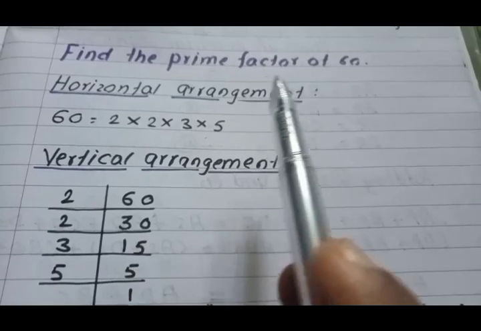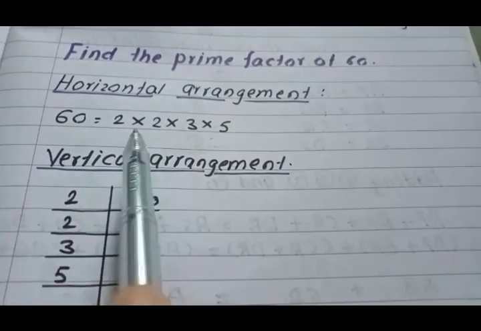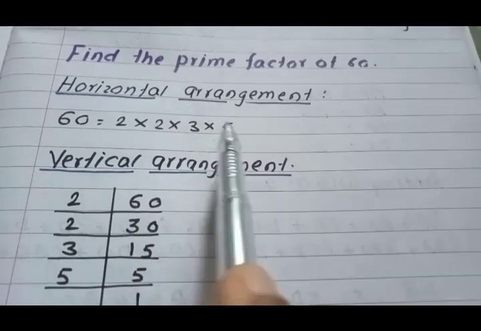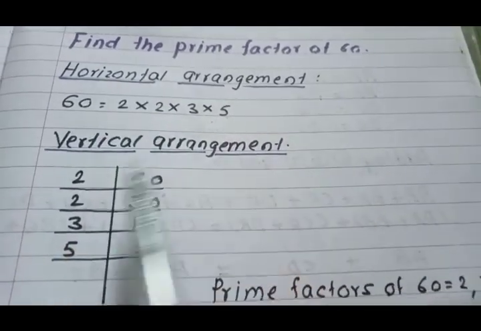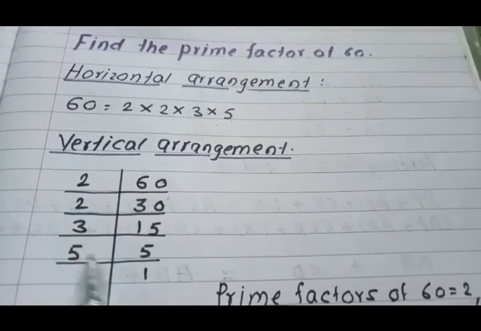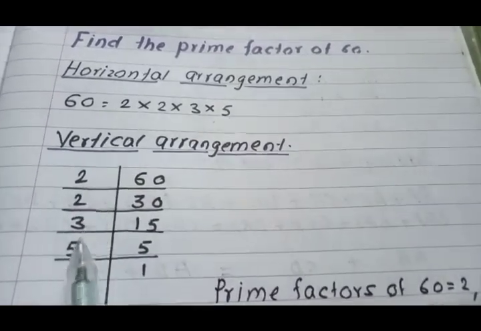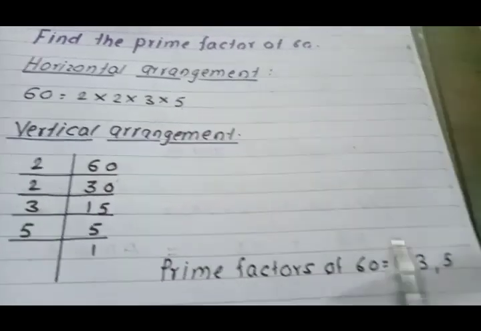Then find the prime factors of 60. Here is the horizontal arrangement: 60 equals 2 times 2 times 3 times 5. 2 times 2 is 4, 4 times 3 is 12, 12 times 5 is 60. Then the vertical arrangement: 2 into 60 is 30, 2 into 30 is 15, 3 into 15 is 5, and 5 into 5 is 1. So the prime factors of 60 are 2, 2, 3, 5.